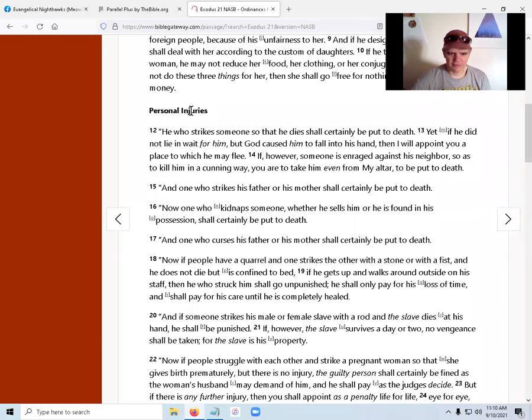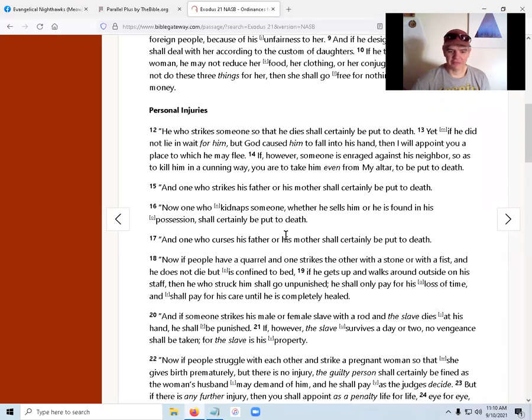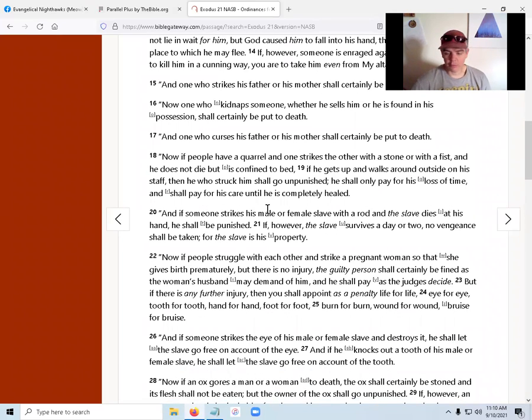Okay, personal injuries. He who strikes someone, he who strikes his father, he who kidnaps. So now it's not saying don't do this, don't do that. It's giving you very specific details. If people have a quarrel, one strikes the other with a stone or fist, and he does not die but is confined to his bed. If he gets up and walks around, then he who struck him shall go unpunished. He shall pay for the loss of time, and shall pay for his care until he's completely healed. So it's giving you more details, not just here's what to do and here's what not to do.